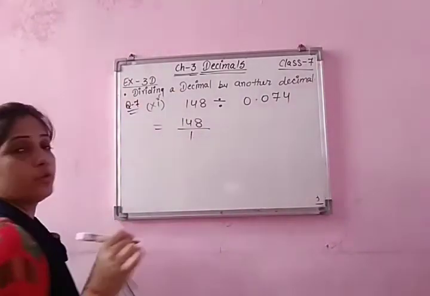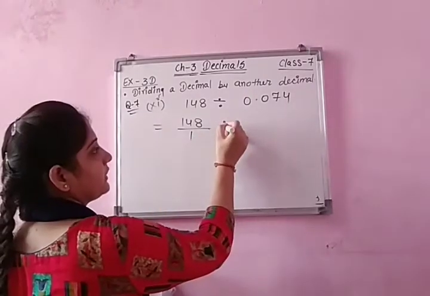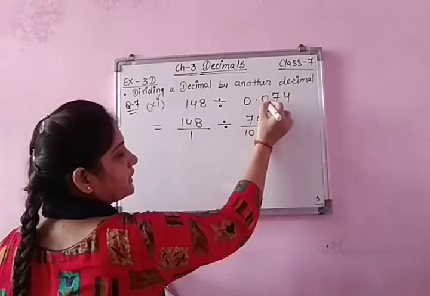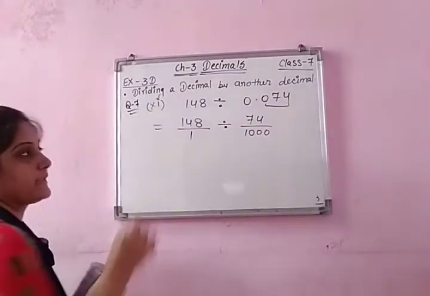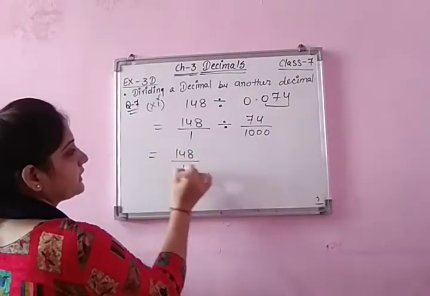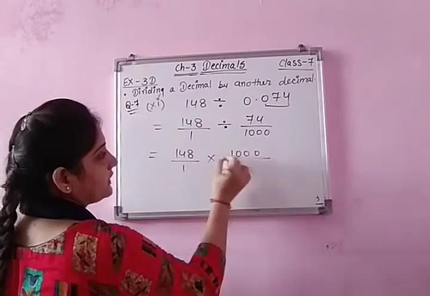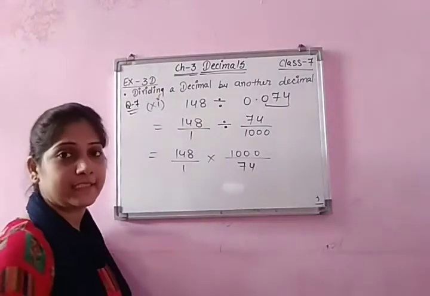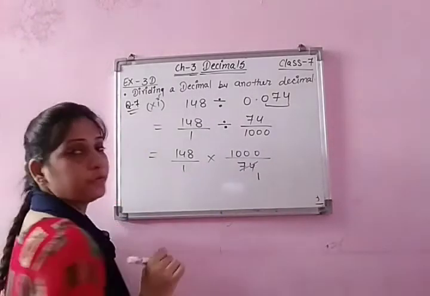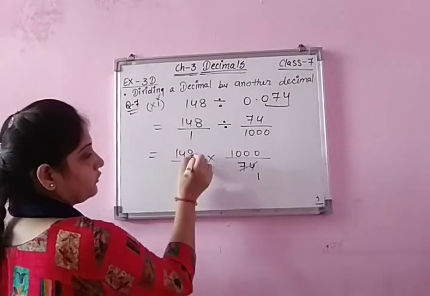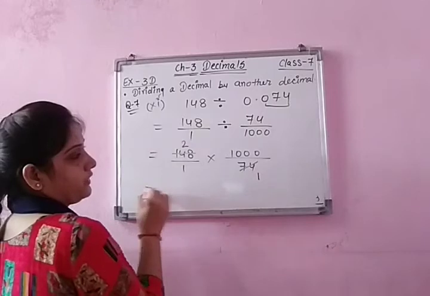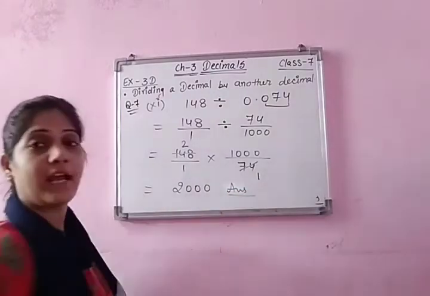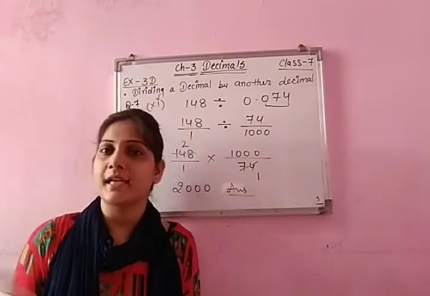There is no decimal point, so write denominator 1. Convert it to fraction, 74 upon 1000. Include this 0 also because these three are the decimal places. Now take the reciprocal of the second number, 1000 upon 74. I think by 74 it can be cancelled out directly, or you can use another table. So I am doing directly. 74 1 is 74 and 2 7s are 14. So 2 into 1000 gives me 2000. You have seen, I will not get the answer in decimal, so the answer can be in any form.